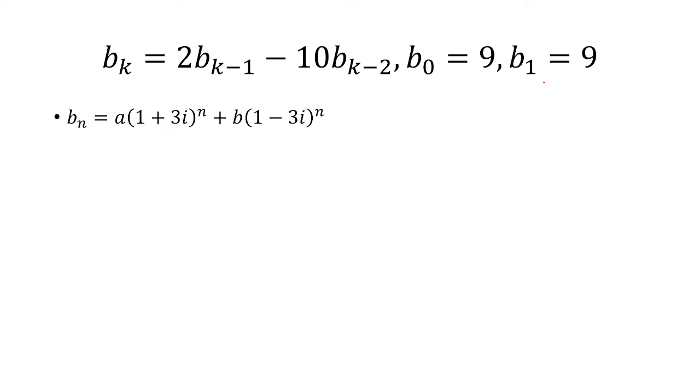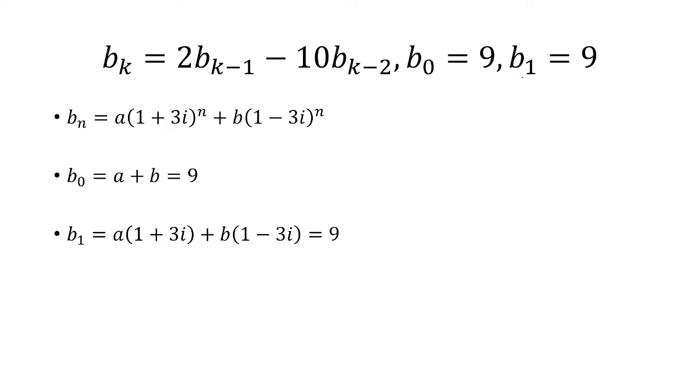And now we have to plug in n equals 1 to get b_1 equals 9. So that's going to be a times (1 plus 3i) plus b times (1 minus 3i), which is equal to 9. If we distribute, a times 1 and b times 1 is just a and b, so that's a plus b here. And then we do a times 3i plus b times negative 3i. That's going to be 3ia minus 3ib. So I can factor out a 3i and get a minus b.